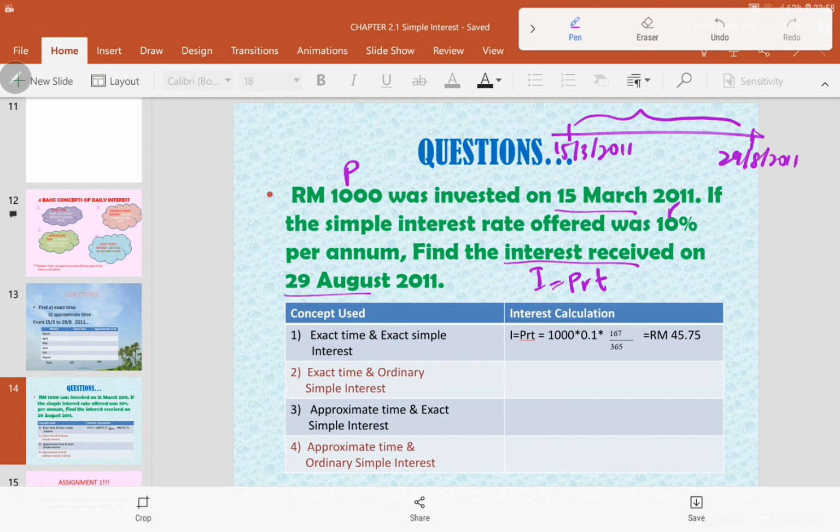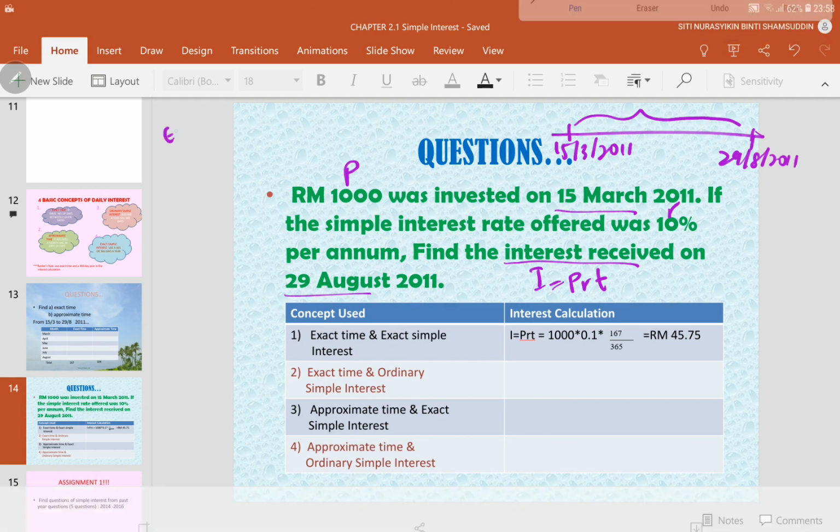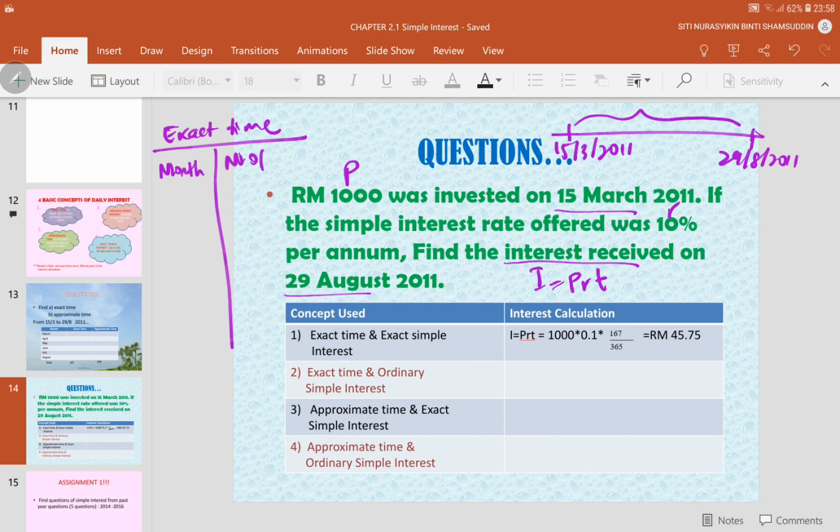Alright. Now, usually for these types of question, you need to find only one type of number of days. But for the purpose of exercise, we consider 4 different cases. So let's say we are looking for exact time. Kita buat exact time dulu. So to find exact time, we have month, we have number of days.